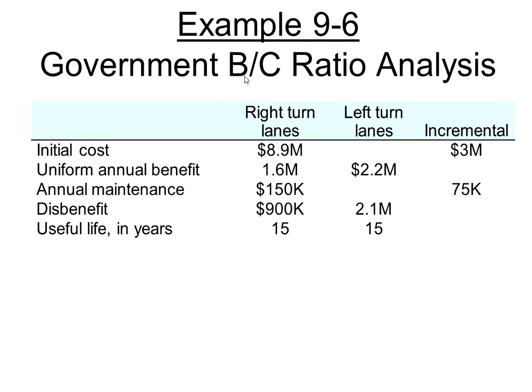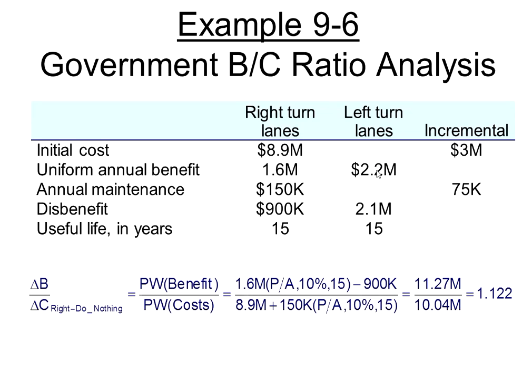So here's an example of government benefit to cost ratio analysis. We have right turn lanes versus left turn lanes. And so here, in terms of initial cost, this is the incremental value between having just right turn lanes or also adding the left turn lanes to the right turn lanes. The incremental is going to be 3 million here. And in terms of annual maintenance, this is the incremental cost. And we can also find the uniform annual benefits difference. And notice the useful life is the same.